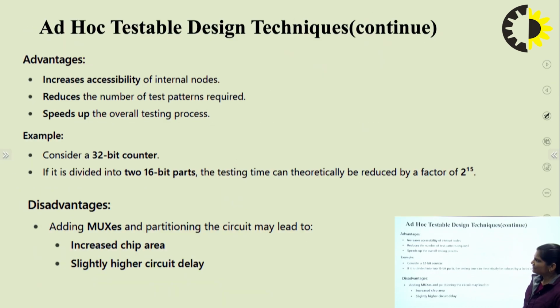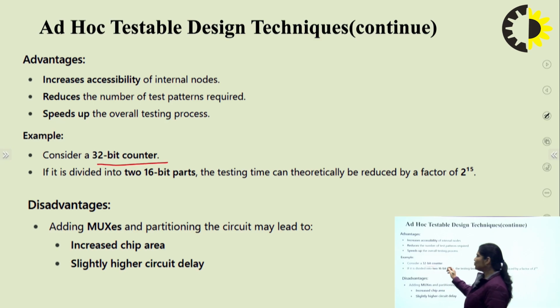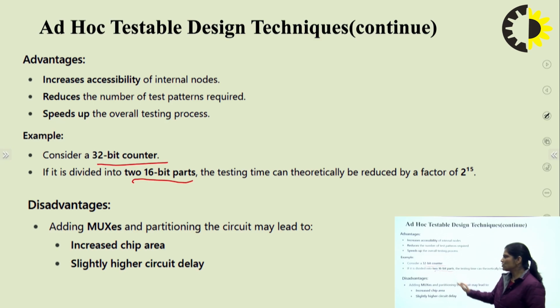Now what are the advantages of this ad hoc design for testability? It increases accessibility of the internal nodes. Second, it reduces the number of test patterns required. So it speeds up the overall testing process. Now let us take an example of a 32-bit counter. We can divide it into 16-bit parts, meaning two 16-bit parts. Then we can apply testing here and easily do the testing for this 32-bit counter.